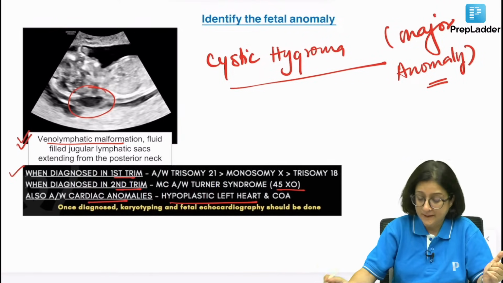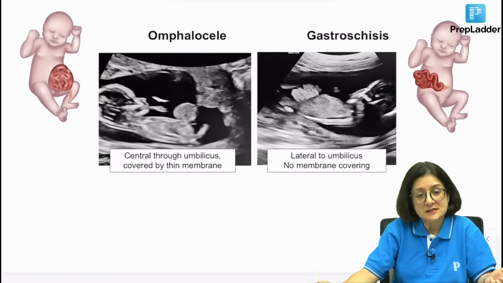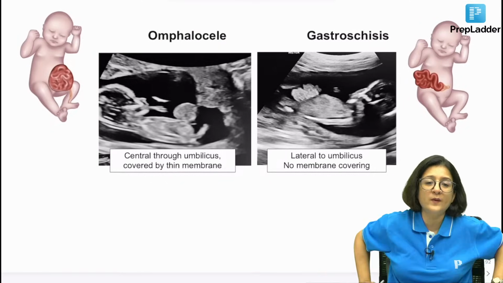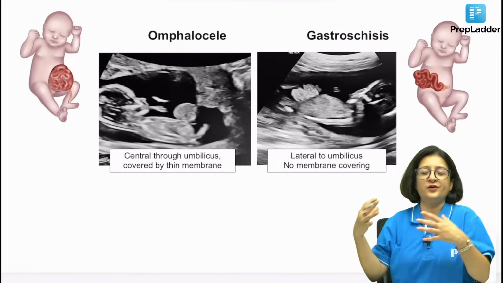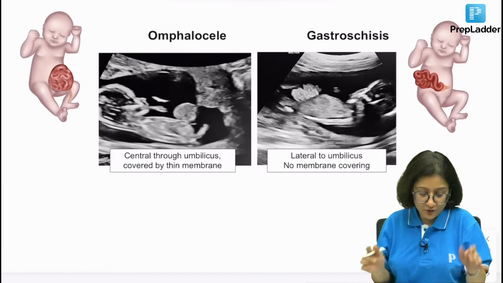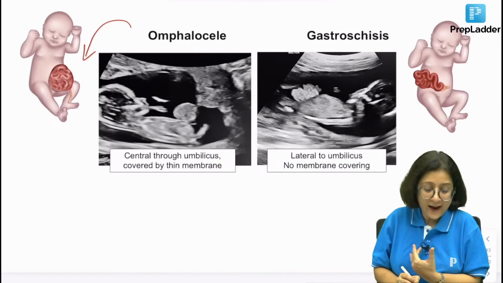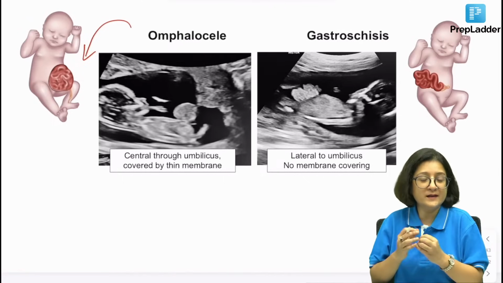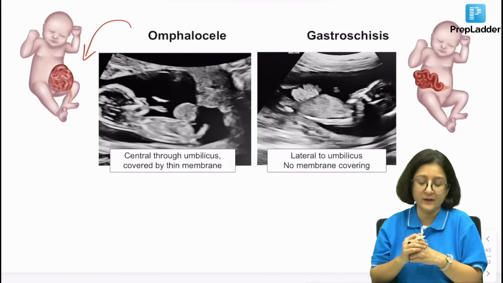Next image, omphalocele and gastroschisis. Now see, these are the sort of questions that are now being asked. They're integrating your embryology, your anatomy, your radiology and your gynae. So you can see here omphalocele is a midline defect. We all know this, right? It is a midline defect through the umbilicus and it is covered with the peritoneal membrane, right?